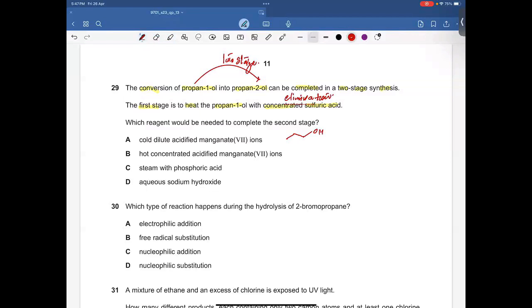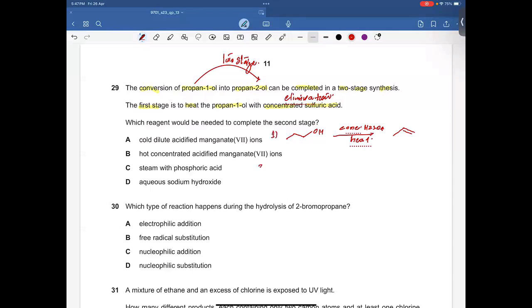So when you add sulfuric acid to it, it undergoes dehydration. And because of that dehydration, you will get an alkene, and this could be propene. This is my first step.